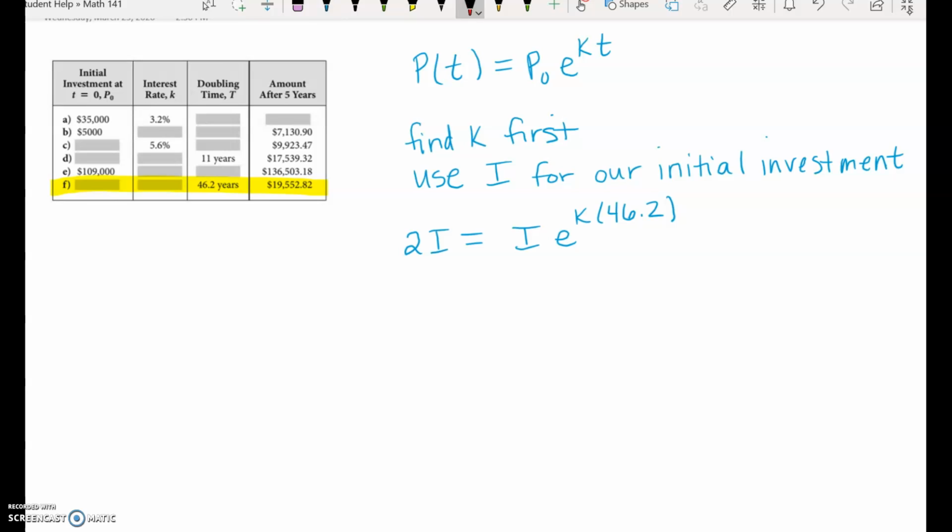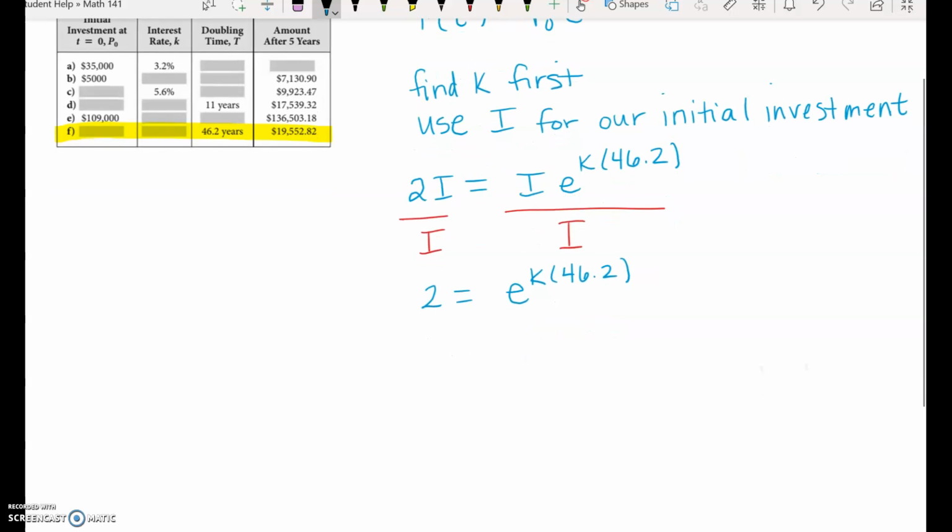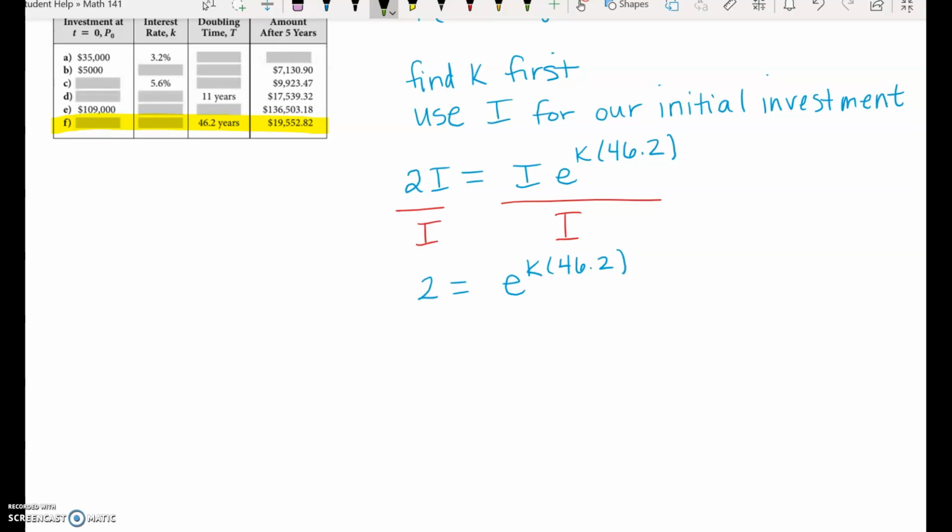If I divide both sides by I, I'm just going to end up with 2 on the left-hand side. So this really simplifies the problem that we have. And in fact, you'll see a section of the book where it says when we're looking for the doubling time, we're just going to write the equation in this way. So I can take the natural log of both sides. Again, I'm going to take the natural log because I have a base of e.